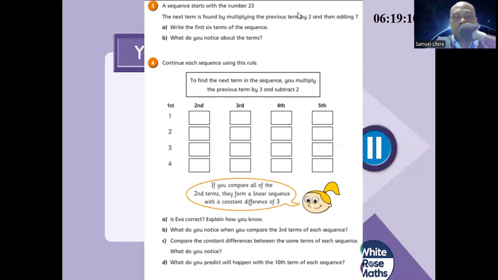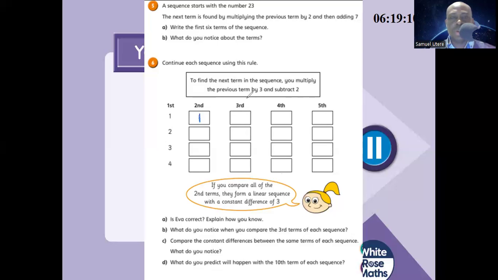The next one, we're asked to find the next term in the sequence. You multiply the previous term by 3 and subtract 2. So if we were to do that quickly, I'll just do the first and the second one. The first term is 1. We need to multiply the previous term by 3. So 3 times 1 is 3. And then 3 minus 2 will be 1.